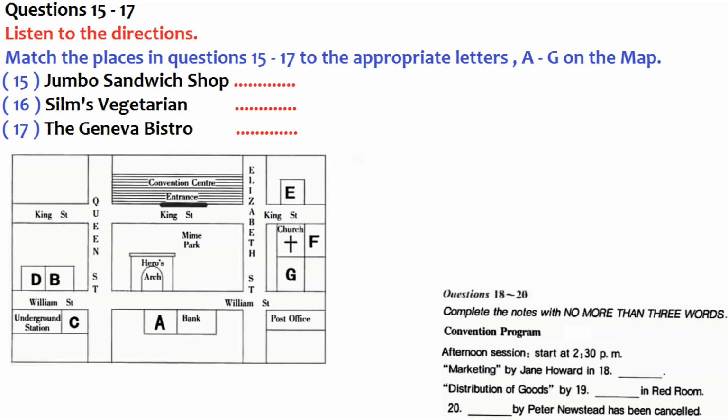The first being the talk on marketing by Jane Howard, which now will be held in the green room on the second floor. The workshop on distribution of goods will not be given by Sarah Moore, but by her sister Barbara, due to an unforeseen illness, in the red room on the second floor. We hope she'll be back on her feet in no time. It's good of Barbara to step in right at the last minute. Finally, the workshop on advertising by Peter Newstead has been cancelled due to an airline dispute.